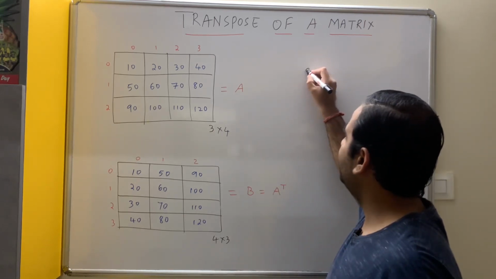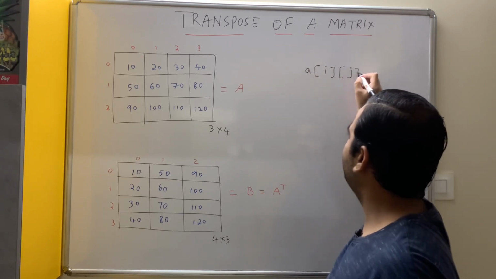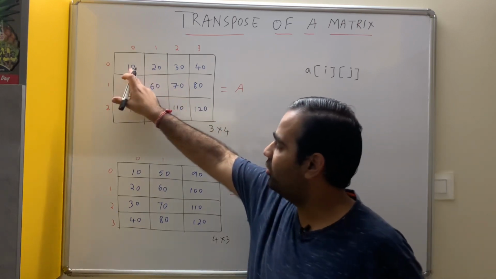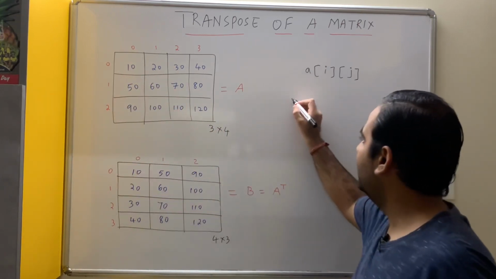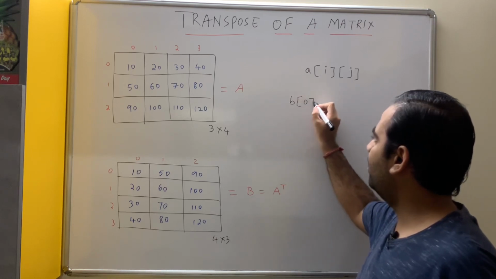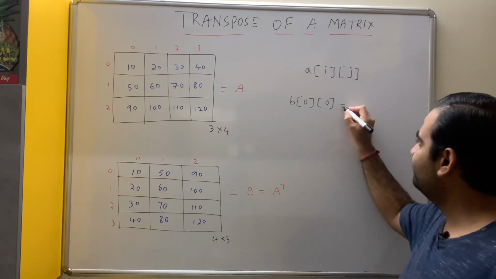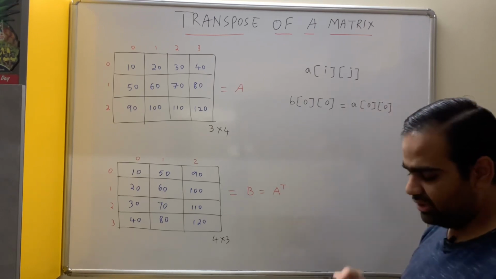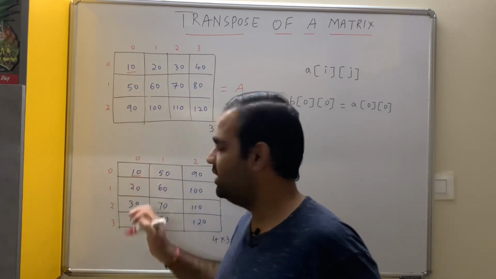Suppose the matrix is A of ij. Now, where do we write A of 0, 0? We write A of 0, 0 at B of 0, 0, where B is the transpose of A. So B of 0, 0 gets the value of A of 0, 0. It means this 10 was here and it is written here.